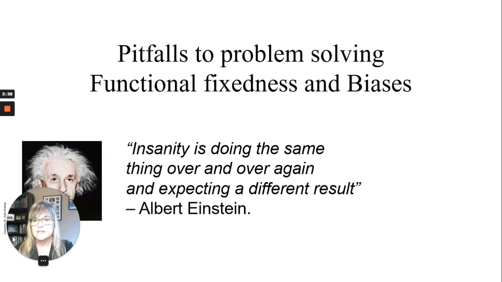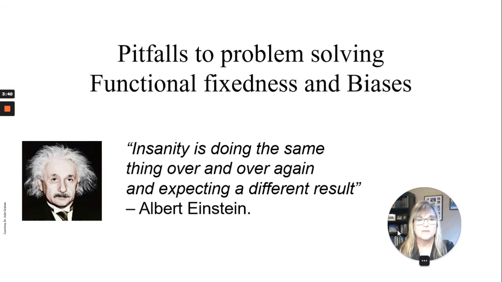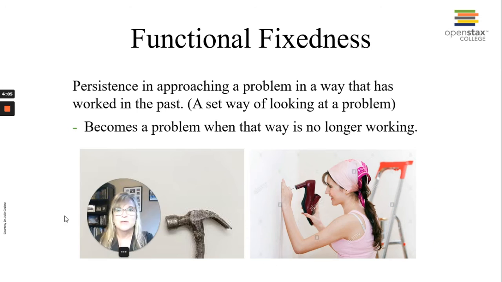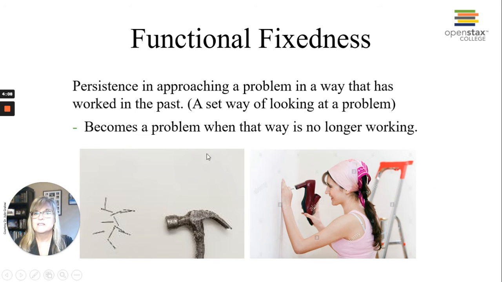I'm covering Einstein here. I don't know if I can move myself out of the way. I guess I can. So then there's also what we call pitfalls to problem solving. There's something called functional fixedness, and then there's also biases that cause us to make either the wrong choice, the wrong decision, or be unable to really solve a problem. Albert Einstein said that insanity is doing the same thing over and over again and expecting a different result, but a lot of times we do that. Sometimes our problem-solving ability isn't that great. So functional fixedness is one of those problems.